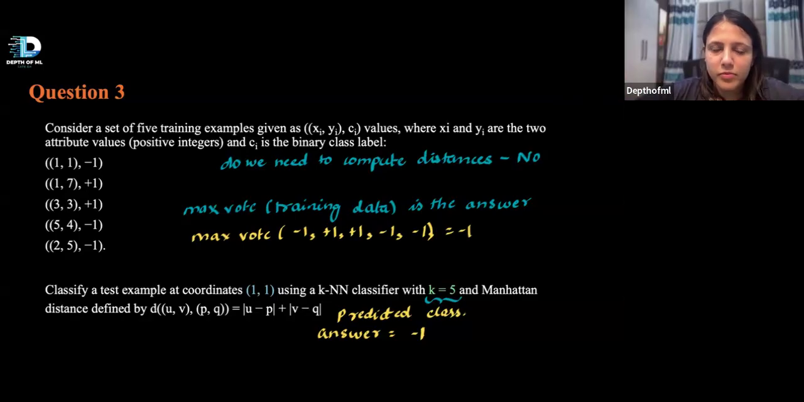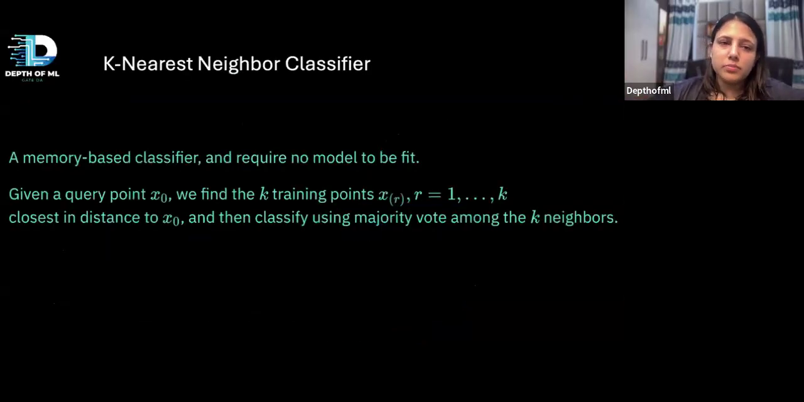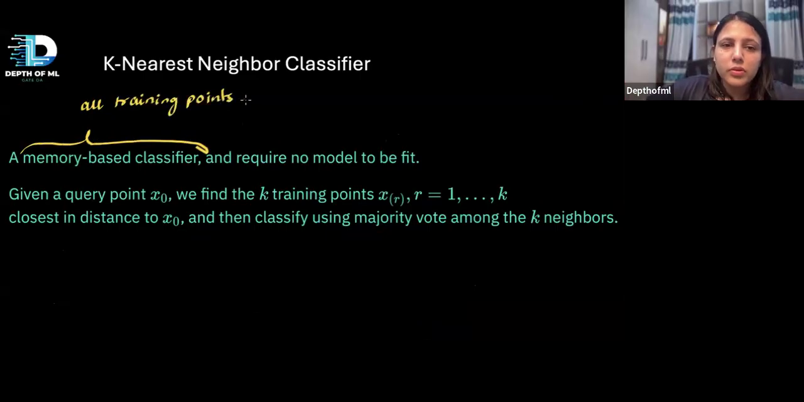Okay, fine. So there are a few more things about the K-Nearest Neighbor classifier, which are just properties. So this is a memory-based classifier. What is the meaning of memory-based classifier? It means you store all the training points in memory. So what it does is it just stores every data point that it has in its memory, and it uses just that and no other parameter, right?